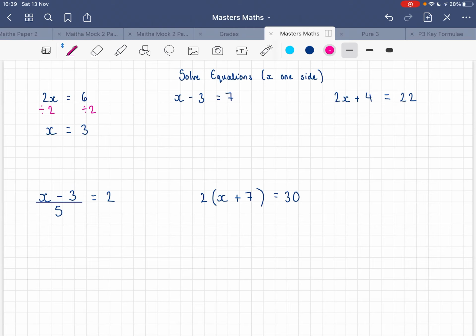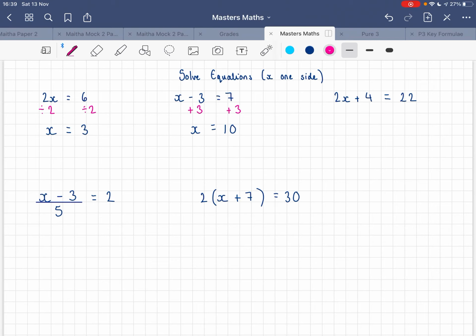Same with the next one. So this time x has had 3 subtracted from it. And to reverse that, and get rid of it and move it to the other side of the equation, we have to do the opposite. So the opposite of minusing 3 is adding 3. We have to do it to both sides of the equation to balance it out. Gives us x is equal to, because minus 3 plus 3 makes nothing, so we're just left with x. That's what's happened kind of here. Minus 3 plus 3 makes nothing, makes 0. x plus 0 is still just x. And then 7 plus 3 on the other side to balance it out gives us 10. So x is equal to 10.